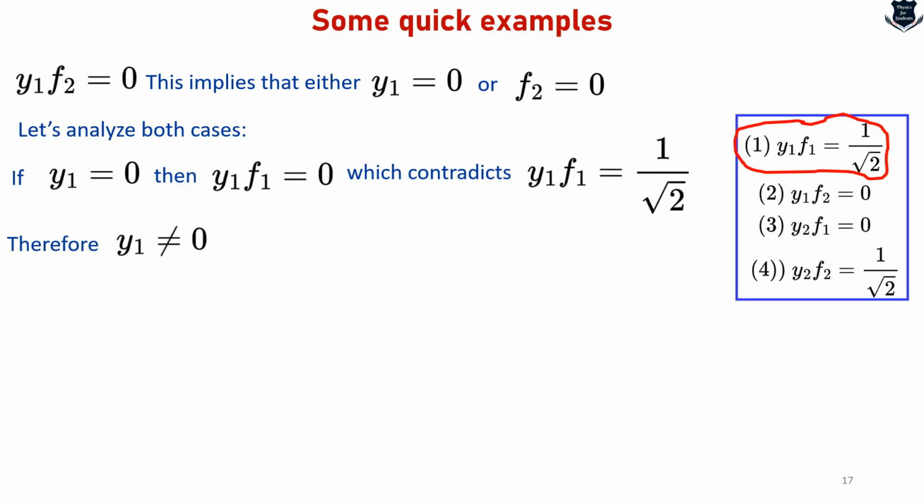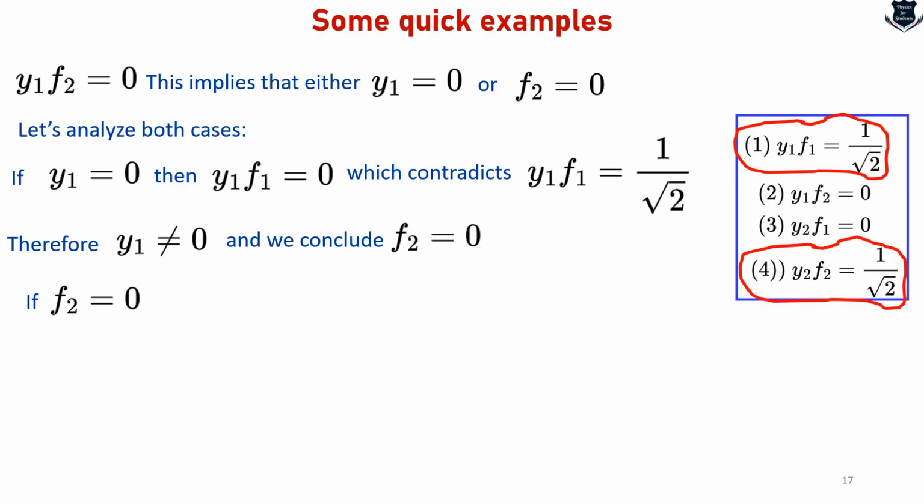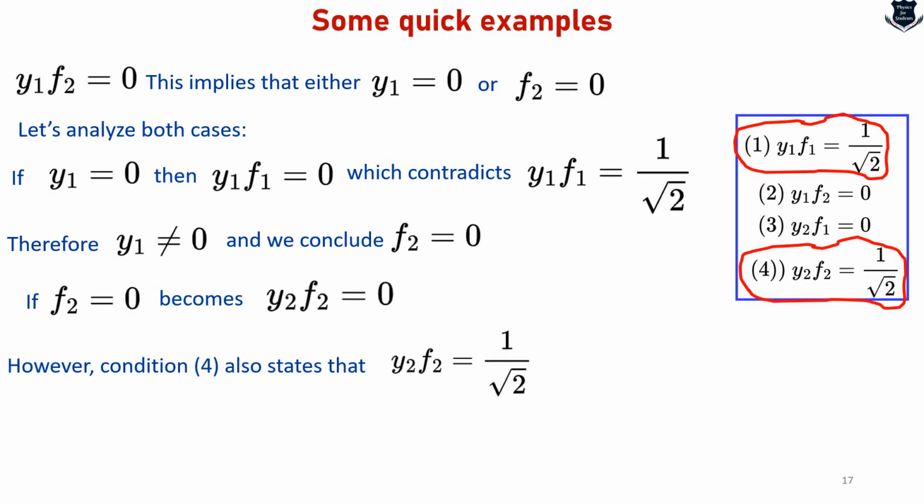Then, by proof of contradiction, we say psi1 is not equal to 0, and hence we conclude phi2 will be equal to 0. Now let us take the next case, phi2 equals 0. If phi2 equals 0, then condition 4 becomes psi2 phi2 equals 0. However, it also states that psi2 phi2 equals 1 upon square root of 2, which is again a contradiction. So hence we prove that phi2 equals 0 is also not valid.